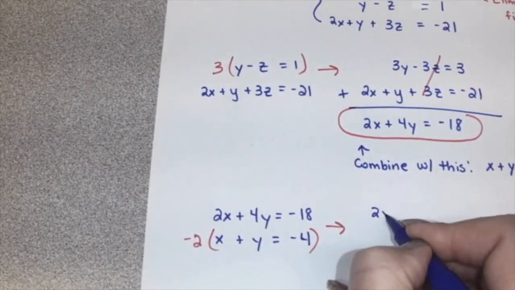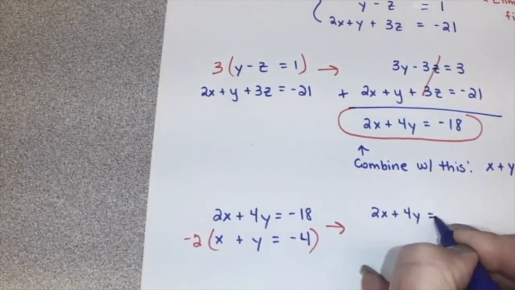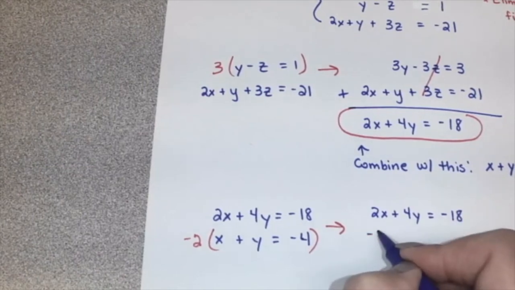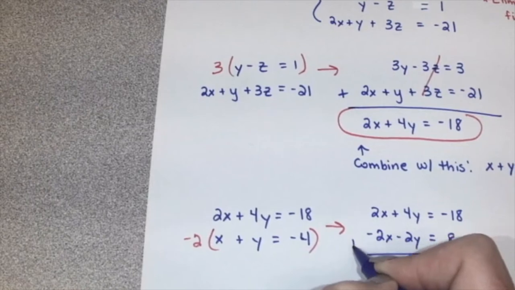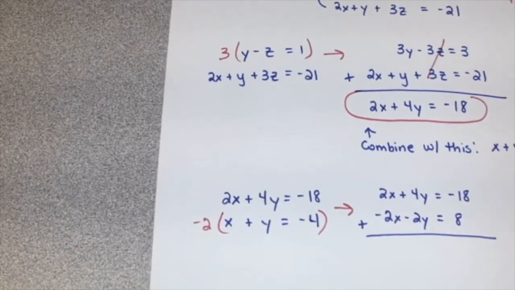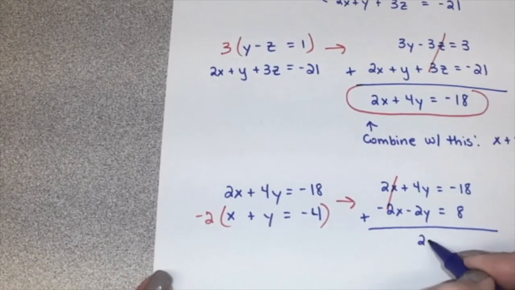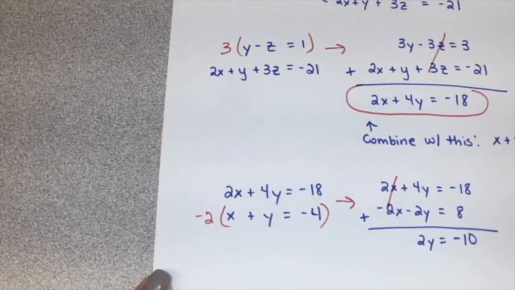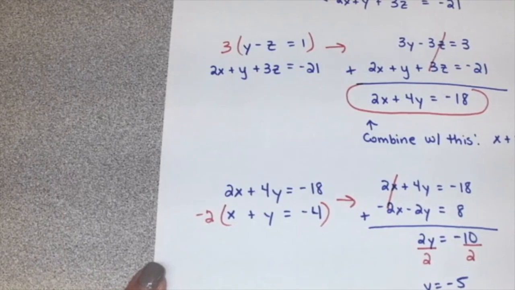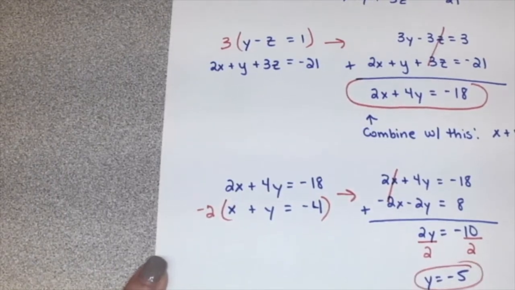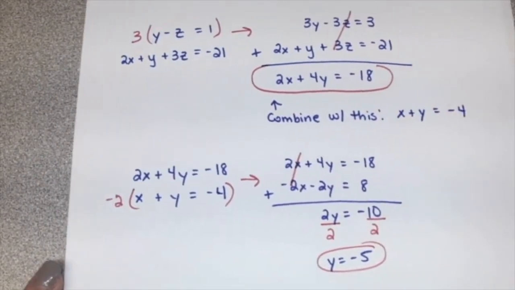So I'm going to get 2x plus 4y equals -18, negative 2x minus 2y equals 8. Remember, everything gets multiplied by that negative 2. So just like I wanted, x is gone, and now I've got 2y equals negative 10 for y. So when I go to divide by 2, I get that y is negative 5. So I've got a third of my answer completed.